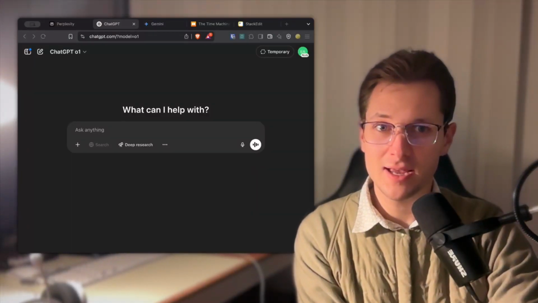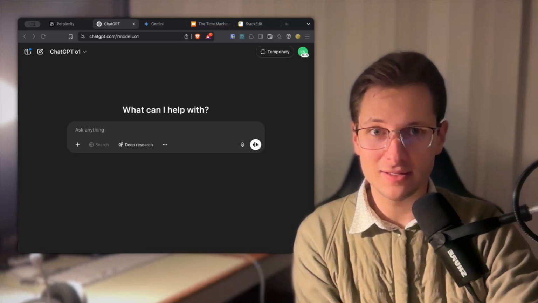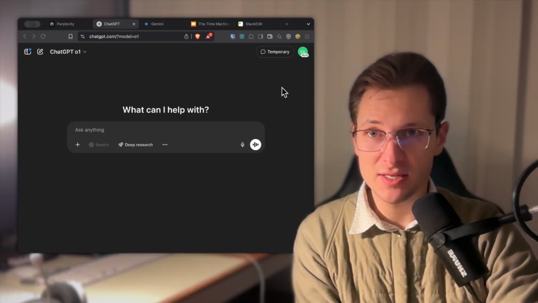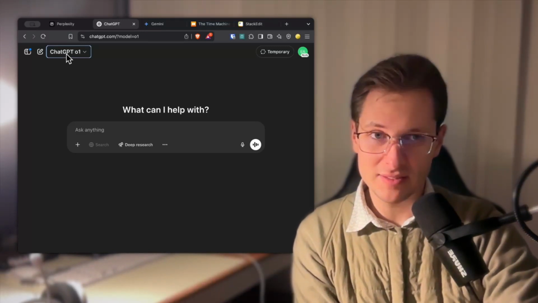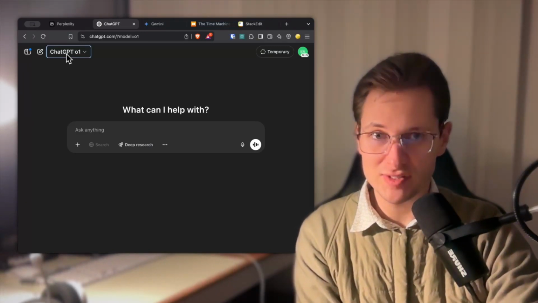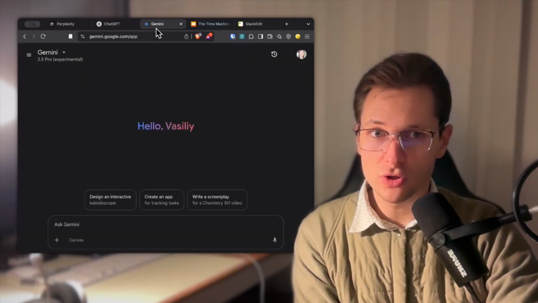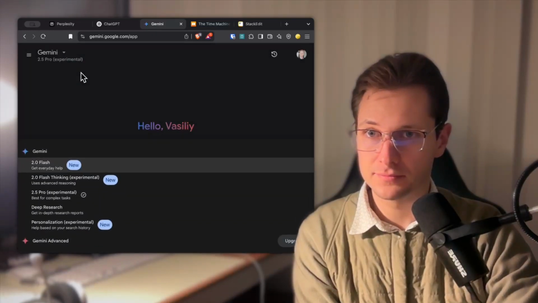Hi, today I'm going to demonstrate the performance of two analytical models. The first one is ChatGPT-o1, currently considered one of the best in terms of advanced reasoning. And the second is Google Gemini 2.5 Pro Experimental.